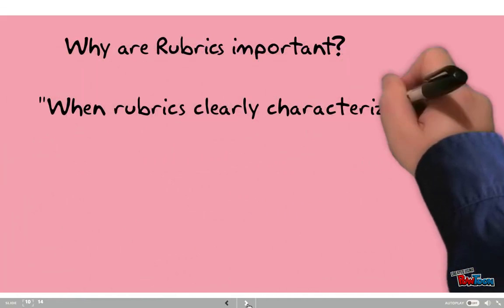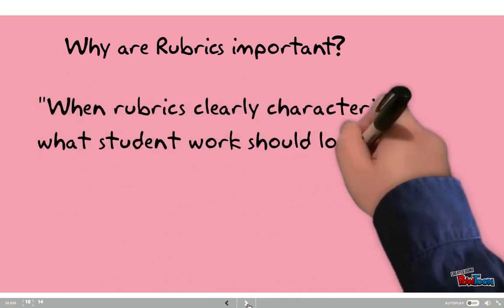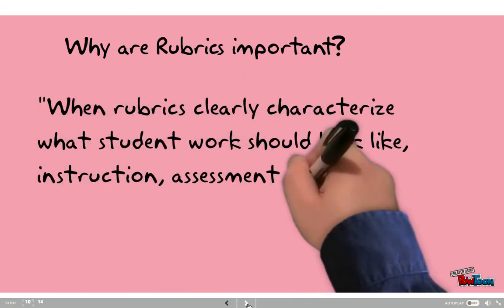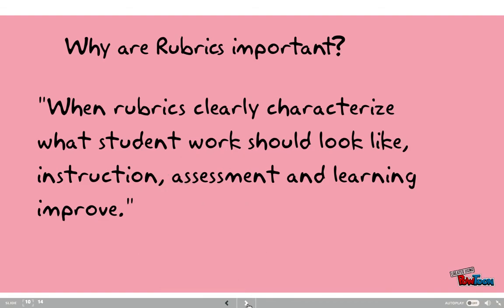So why are rubrics important? I believe that when we clearly characterize what student work should look like, instruction, assessment, and learning improve. And this is straight from Susan Brookhart's book on rubrics. And I think it's really important to understand that no matter what content area you are in, you can use rubrics to help dispel the learning mystery.